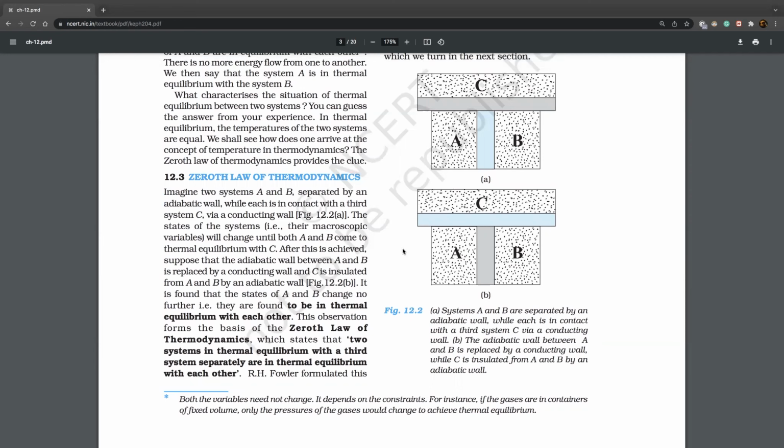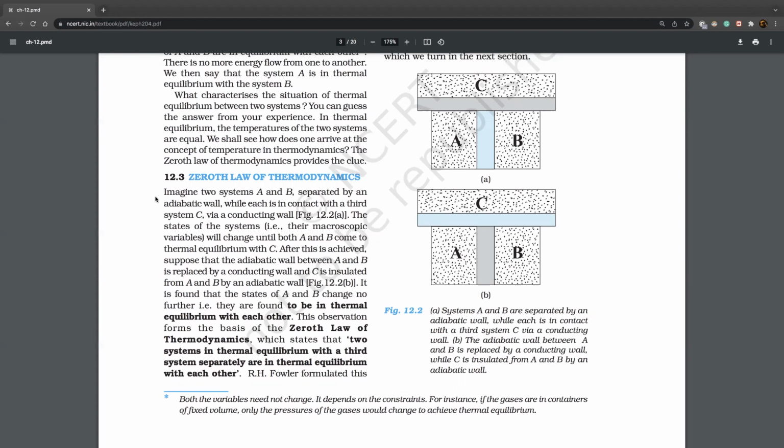So now we come to the second topic, which is the zeroth law of thermodynamics. I know it sounds a little funny, but this is a law which will be used a lot in this chapter. So simply put, the zeroth law of thermodynamics states that two systems in thermal equilibrium with a third system separately are in thermal equilibrium with each other. So let's try to understand this a little more.